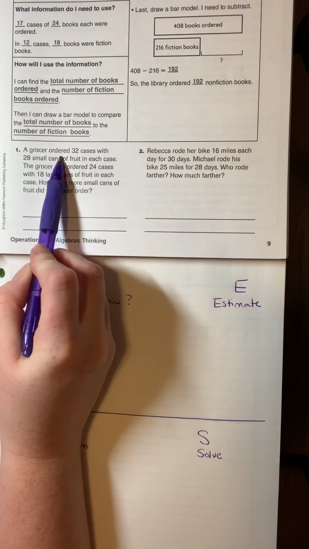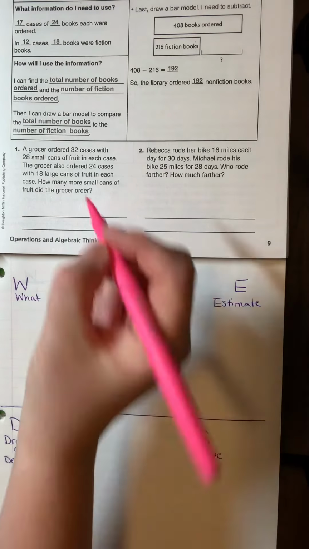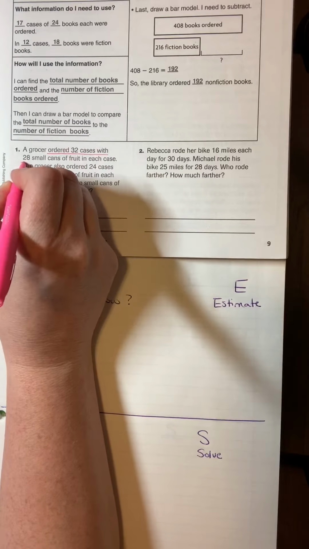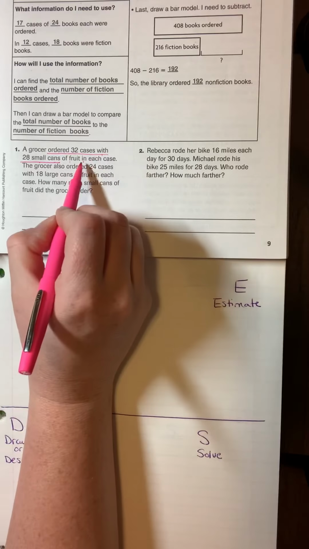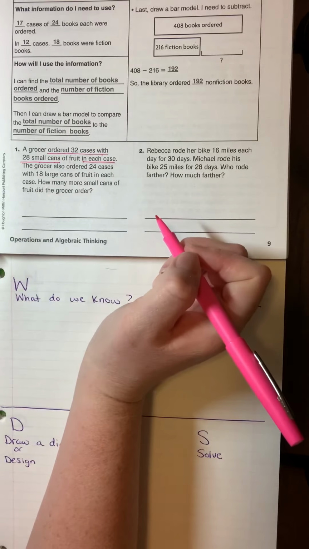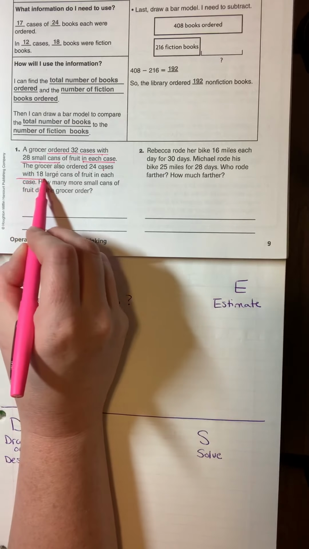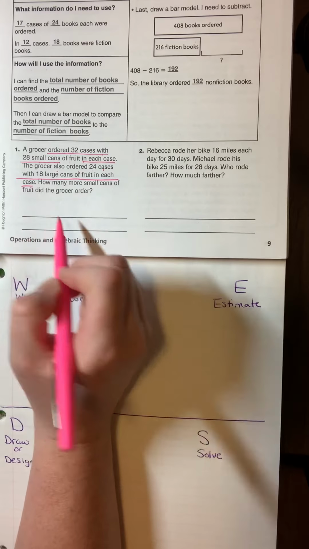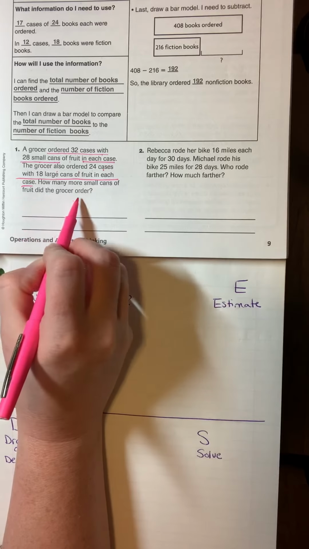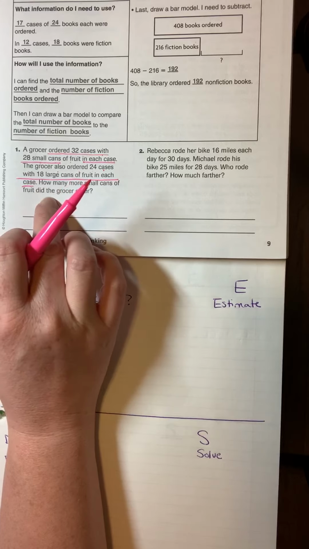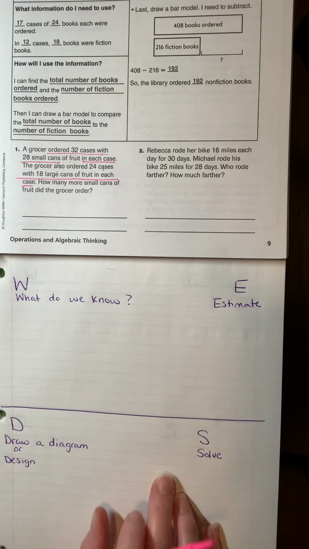A grocer ordered 32 cases with 28 small cans of fruit in each case. The grocer also ordered 24 cases with 18 cans of fruit in each case. Now my question is, how many more small cans of fruit did the grocer order? I'm going to take that question and come down here to where my solve section is and restate the question.